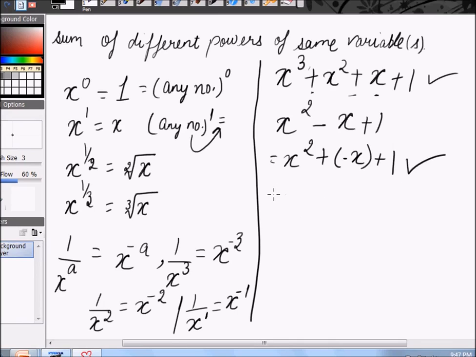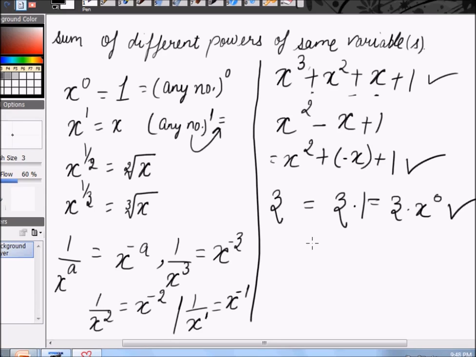Now, let us have another example, 3. Here it doesn't contain any variable, but it can be modified to contain one. That is, 3 is nothing but 3 into 1, and this 1 is x raised to power 0. Therefore, we have a variable over here also. Therefore, 3 is also a polynomial. Similarly, 1, 2, 1.5, etc. are all polynomials.